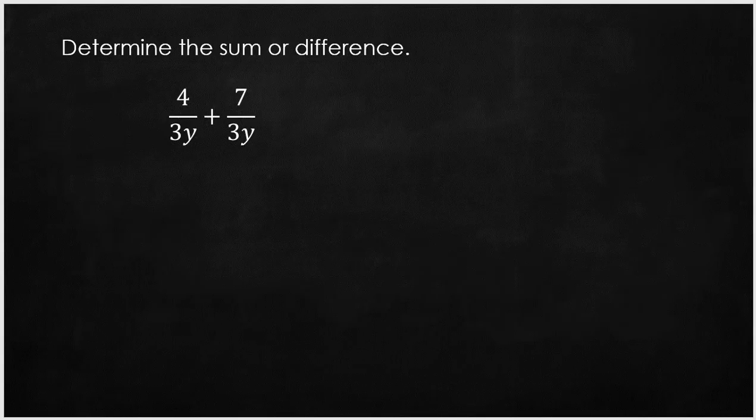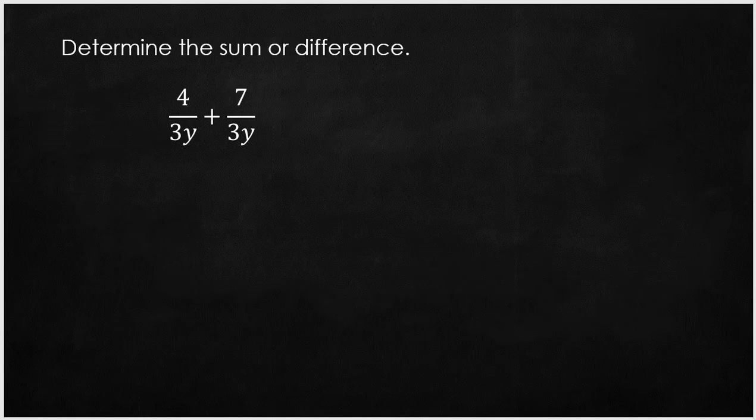For today's episode of 2 minus 3 equals negative fun, we will be adding and subtracting rational expressions. All right, for this first example, we are asked to determine the sum or difference, and in this case, we are finding the sum because sum means add, and we are adding. And we are asked to add 4 over 3y plus 7 over 3y.